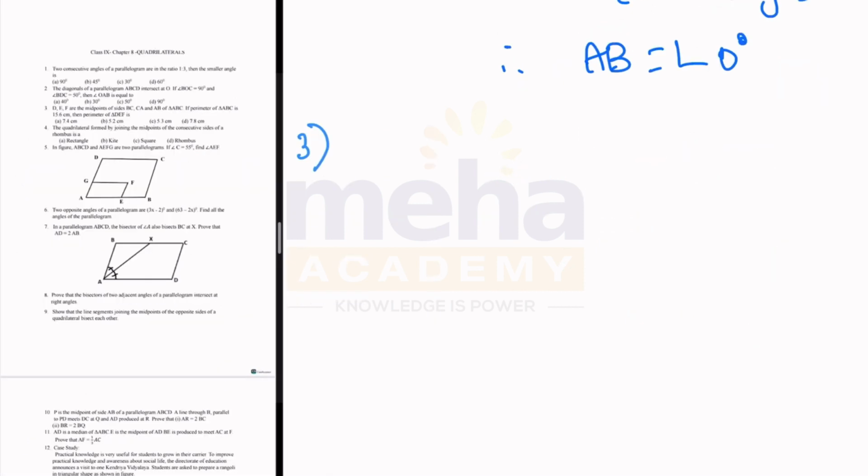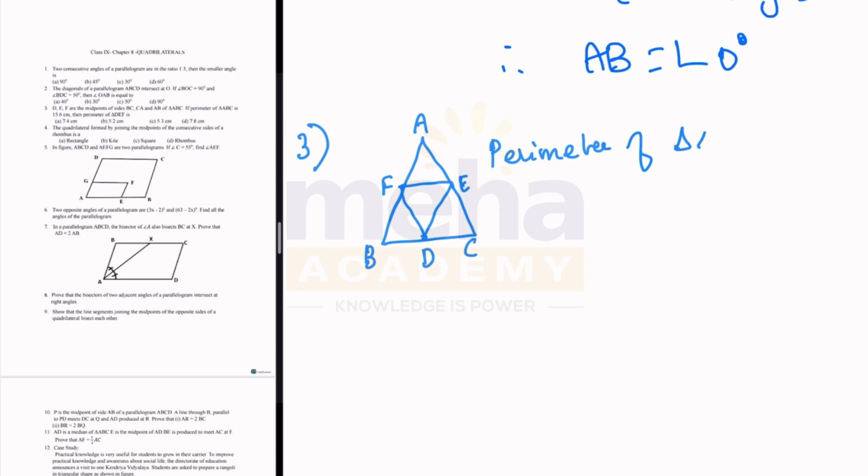Now, D, E, F are the midpoints of sides BC, CA and AB of a triangle. So ABC is a triangle such that D, E and F are the midpoints of the respective sides BC, CA and AB. Now the perimeter of triangle ABC is given as 15.6 centimeter. We have to find the perimeter of triangle DEF.